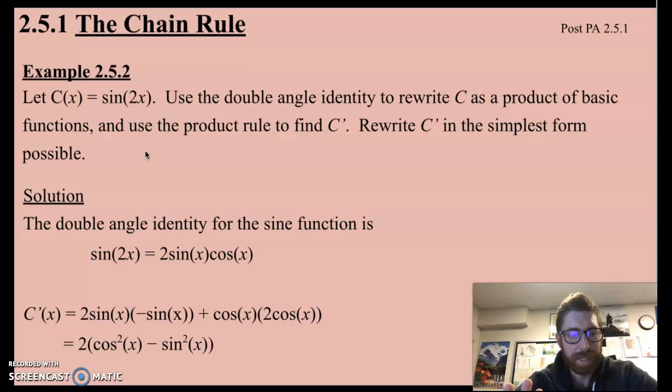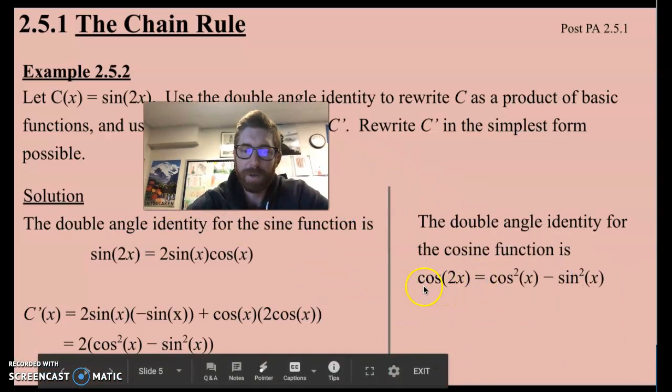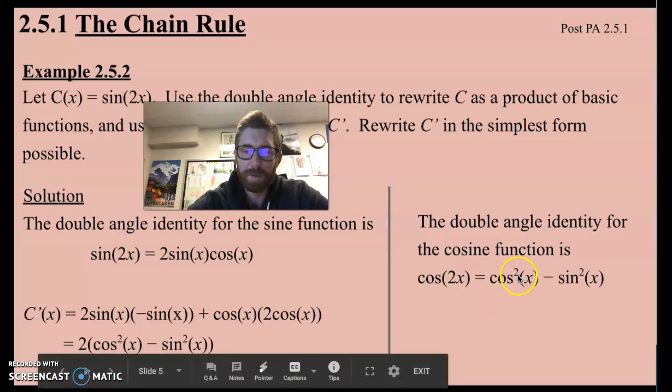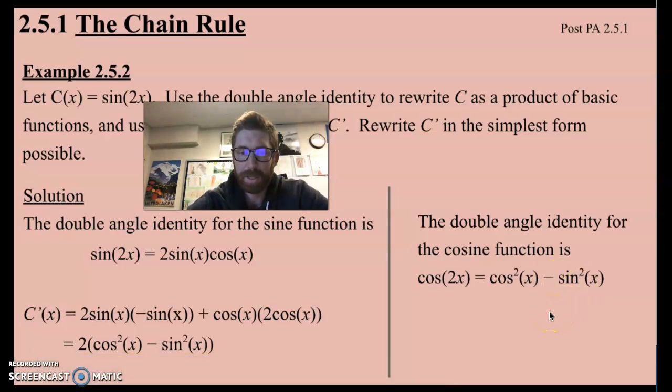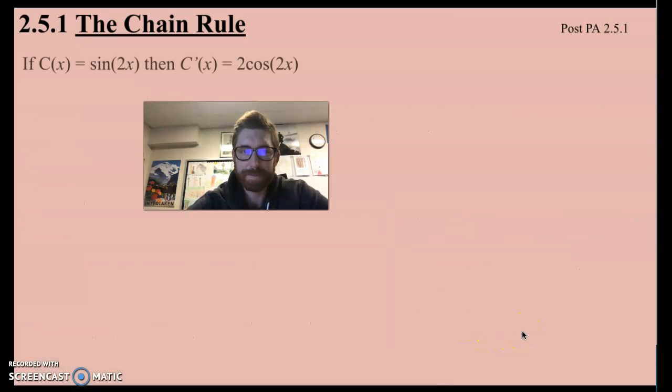There we go. You'll notice I have two sines and two cosines going on there, right? So I can simplify that. And now, sidebar, plot twist, right? We know that the double angle for the cosine of 2x is cosine squared x minus sine squared x. So we can replace this right here with this right here, and that's what we're going to do. So c prime of x equals 2 cosine of 2x.